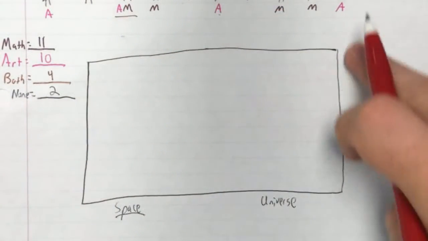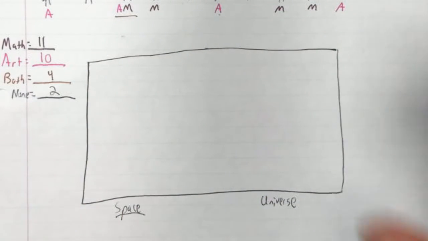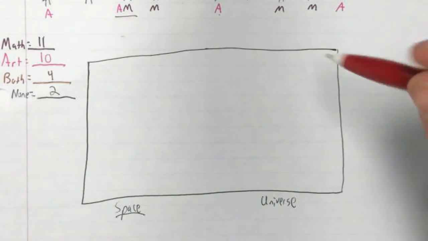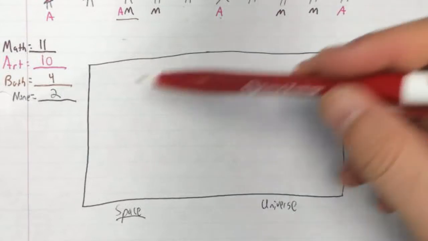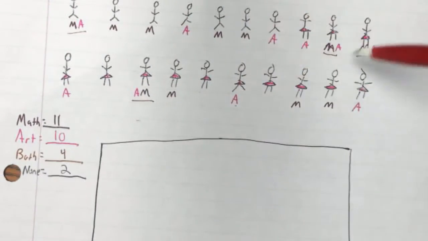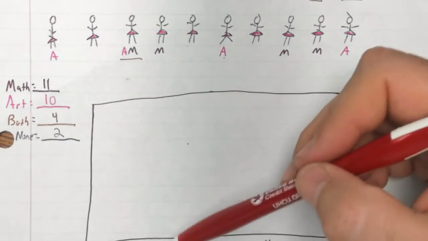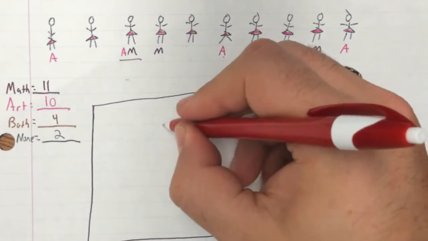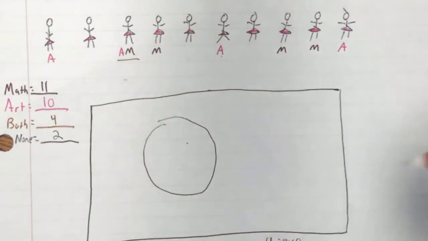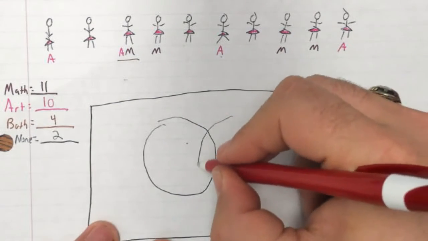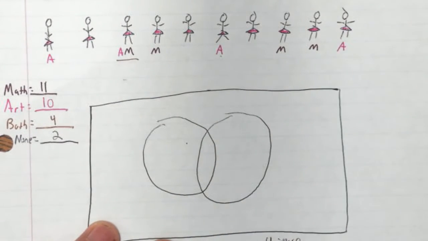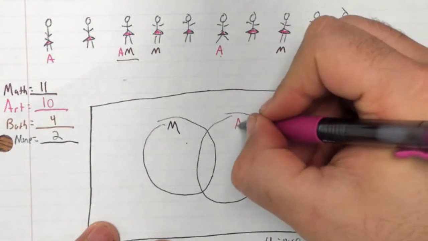This is going to encompass everybody that I'm talking about in this particular survey. So this entire space should encompass all 20 of these people. When I'm done, I should have exactly 20 people inside of this box. So we're going to create a box for math, sorry, a circle for math, and a circle for art. This one is math, this one is art.